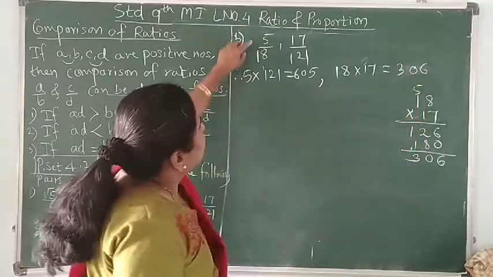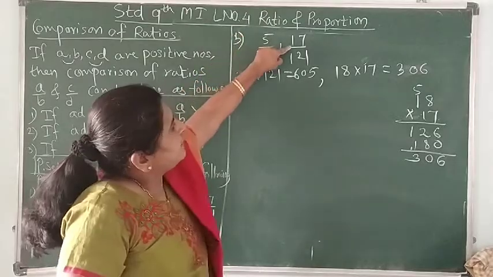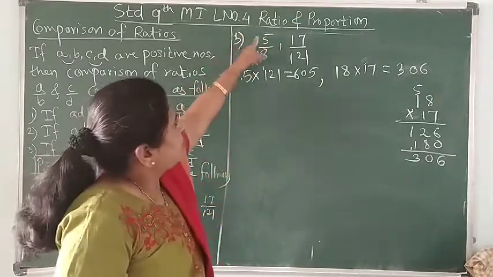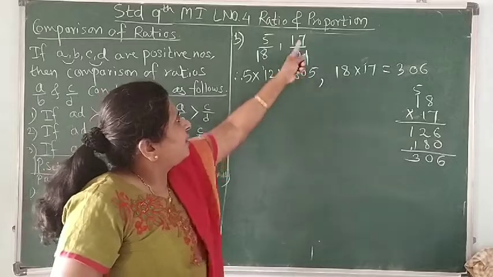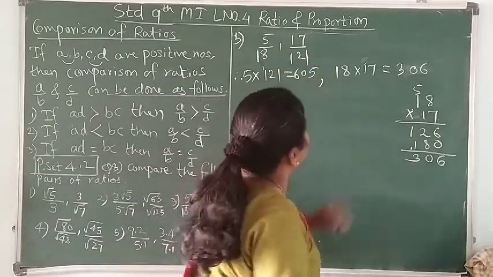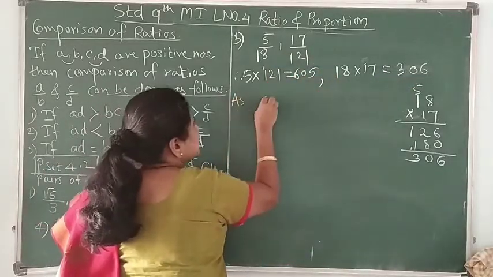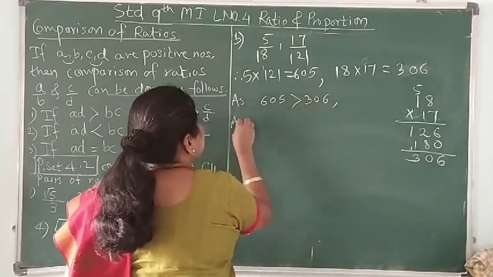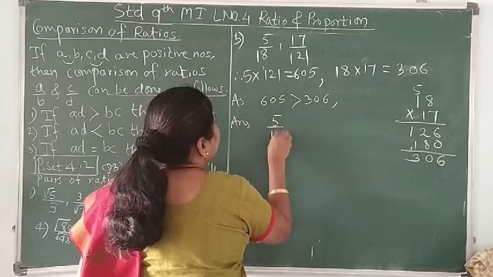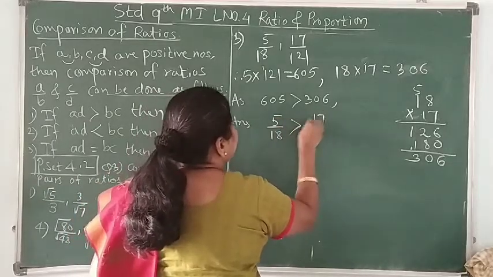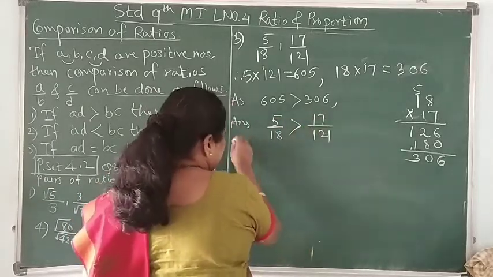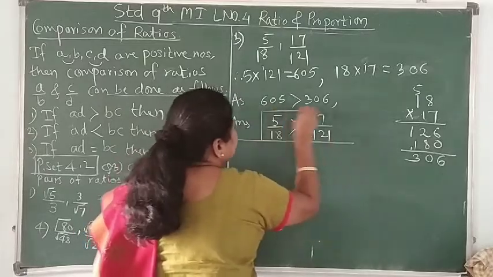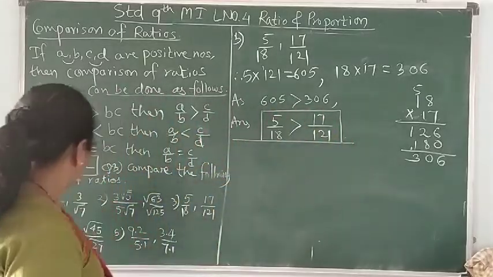Okay. So actually the ratio is 5 upon 18 and 17 upon 121. We have taken the product of AD, which is 605, product of BC, which is 306. Now as AD, that's 605, is bigger than 306, your answer is 5 upon 18 is bigger than 17 upon 121. This is our answer. Okay. So this is the comparison between these two ratios.